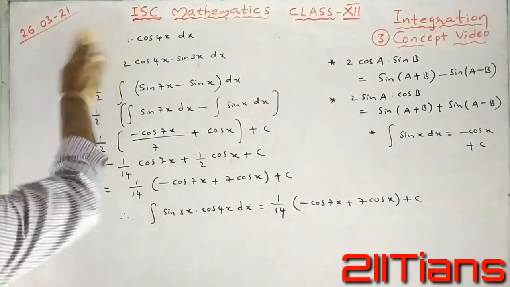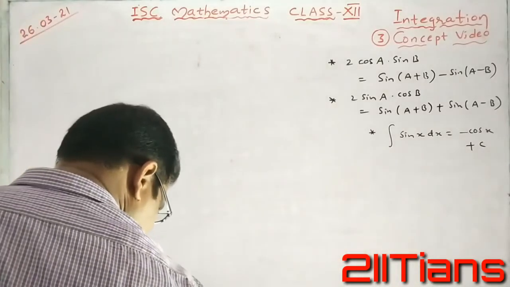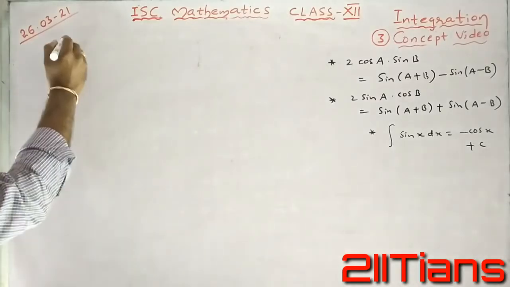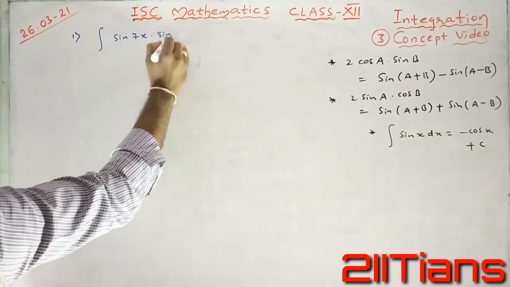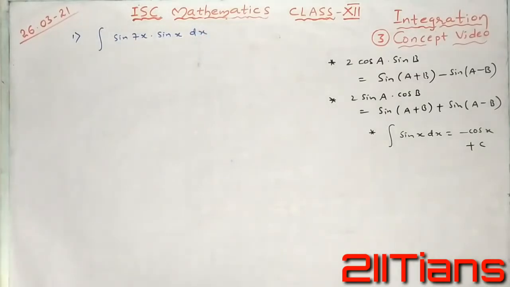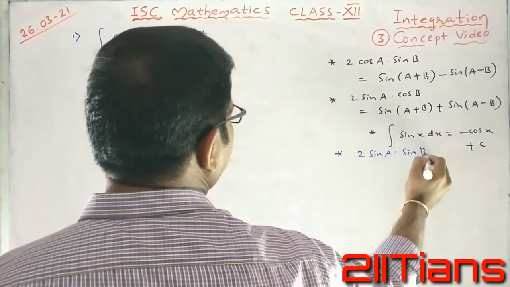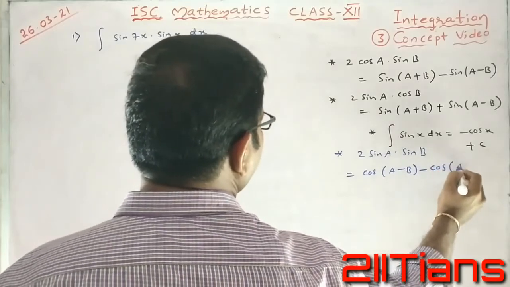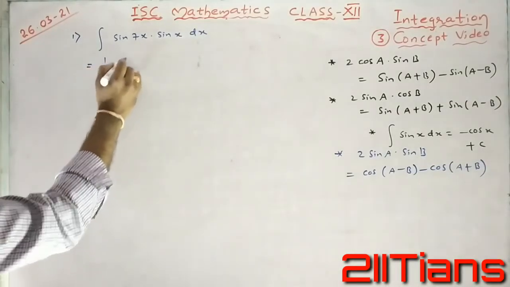Same way we will do one more. Look at here. So if you see that integral sin 7x into sin x, both are sine terms. In that case I can write 2 sin A sin B, right? This formula can be cos of A minus B minus cos of A plus B. You should be able to remember all the trigonometric formulas, fundamentals perfectly, then only you can understand.